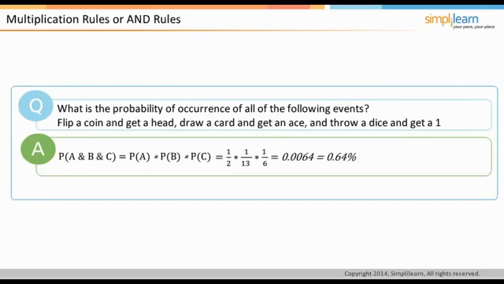Suppose there are 3 events which are independent of each other, such as the event of flipping a coin and getting heads, drawing a card and getting an ace, and throwing a dice and getting a 1. What is the probability of occurrence of all these events? The answer is, the probability of A and B and C is equal to the product of their individual probabilities, which is half multiplied by 1/13 multiplied by 1/6. The result is 0.0064, which is 0.64%. Hence, there is 0.64% probability of all of the events occurring.